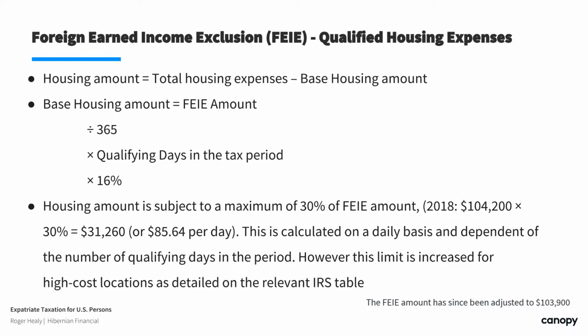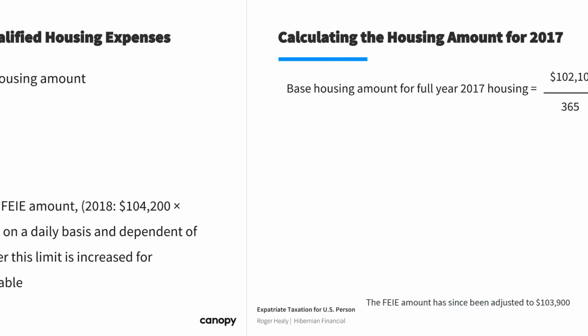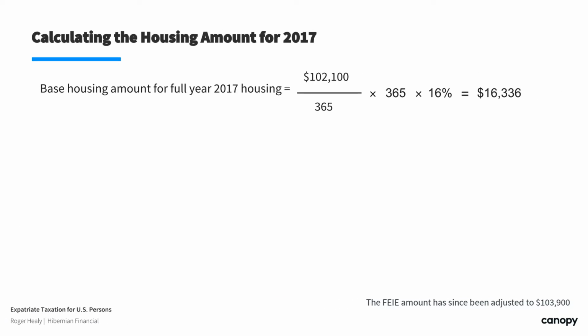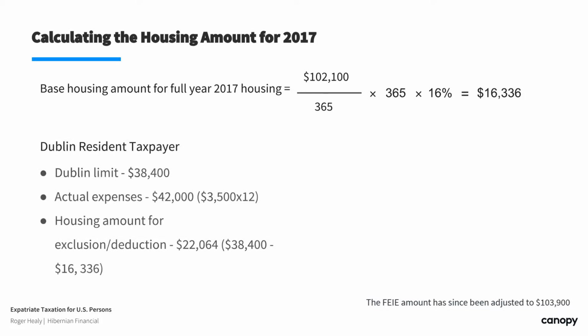So, the base housing amount for full year 2017 housing is $16,336. So for a Dublin resident taxpayer, the city limit is $38,400. So that 30% limit is lower at $31,260, so we use the higher city limit of $38,400. In this case, our taxpayer's actual expenses are $42,000. So the housing amount for exclusion or deduction will be the city limit of $38,400 less the base housing amount. So in this case, $22,064.